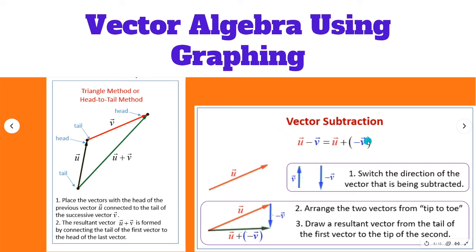And if we're subtracting vectors graphically, it's pretty much the same. The concept is that this time you want to make sure that the direction of the vector being subtracted is reversed. So in this case, if you have u minus v, this is the same thing as u plus negative v. So for example, if this is v, you can just rotate it so that it's now negative. And then if you use the head to tail method, you can find the resultant vector that way.